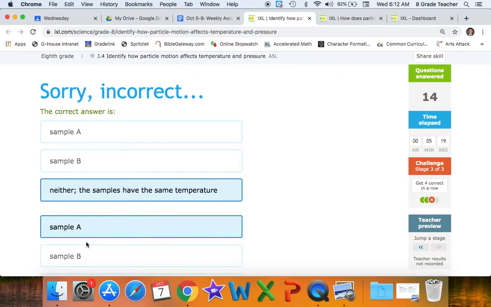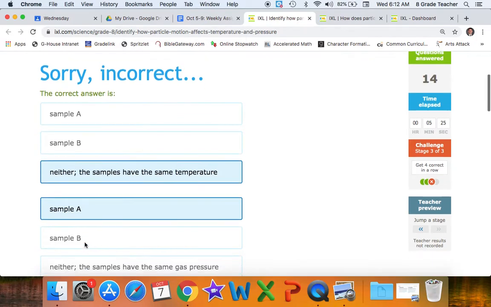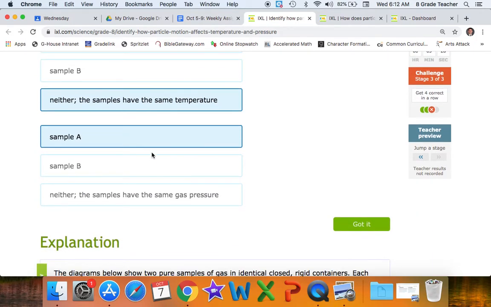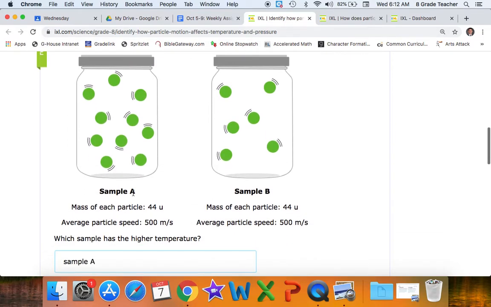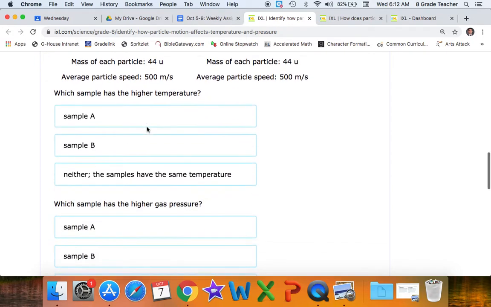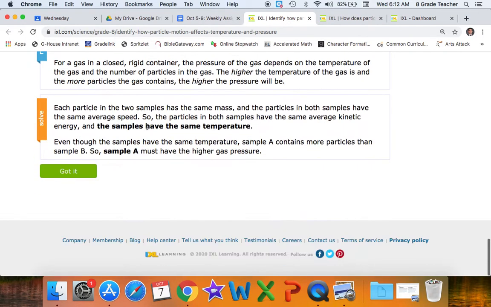Oh man, another one wrong. They have the same temperature because they're moving at the same speed. That makes sense. They have a higher pressure because there's more particles in there. So the temperature would be the same. The number of particles would increase the pressure in sample A. So average speed is the same, so the temperature is the same. Learn from your mistakes.